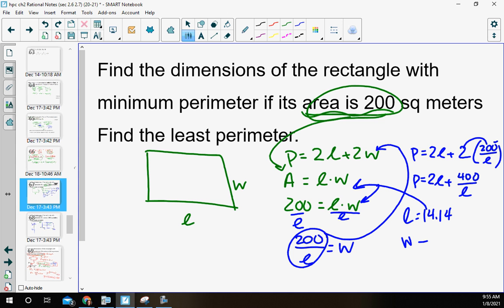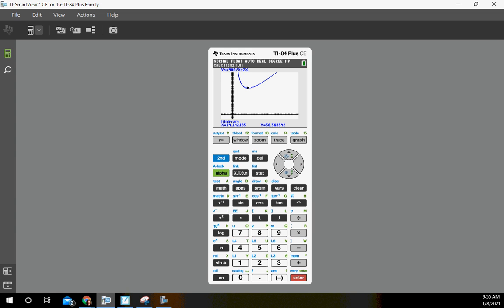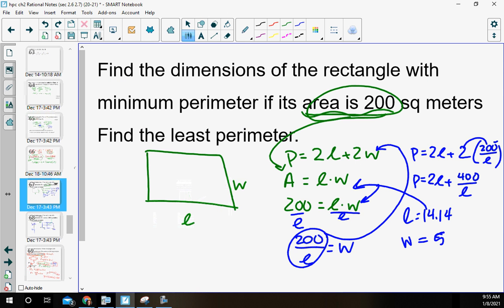And then my perimeter was 56.6. How am I labeling this? Meters. Okay, so kind of using the equations that you can figure out and then doing a little bit of substitution for this one. And then working with your graph, finding that minimum value to be able to figure out what it is.